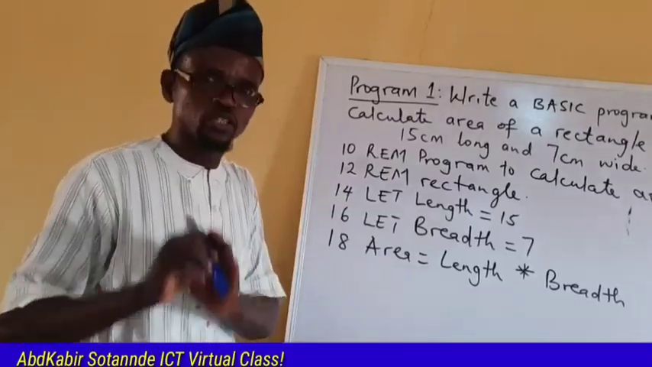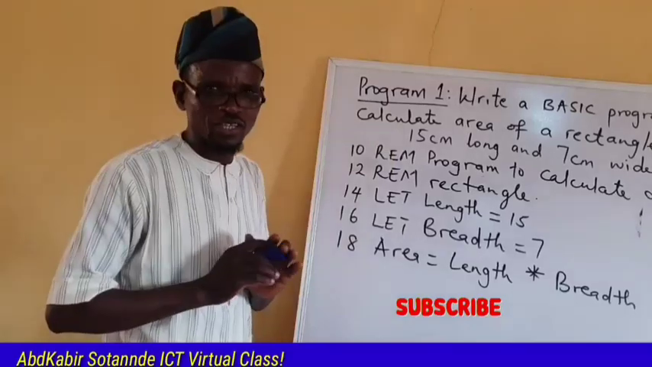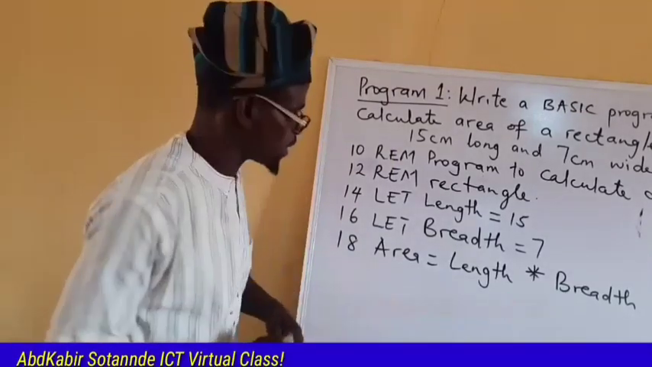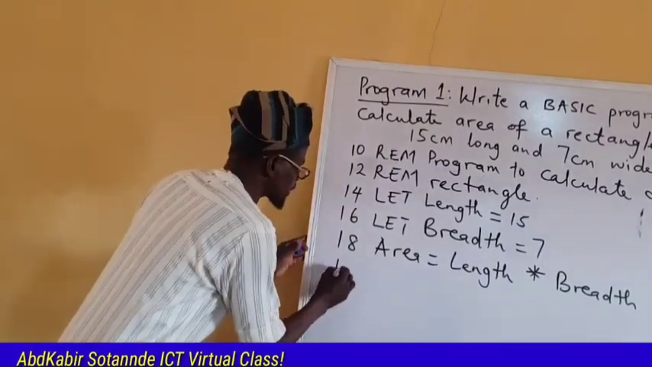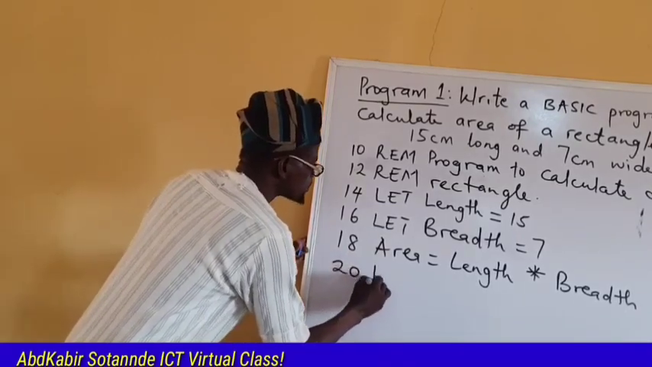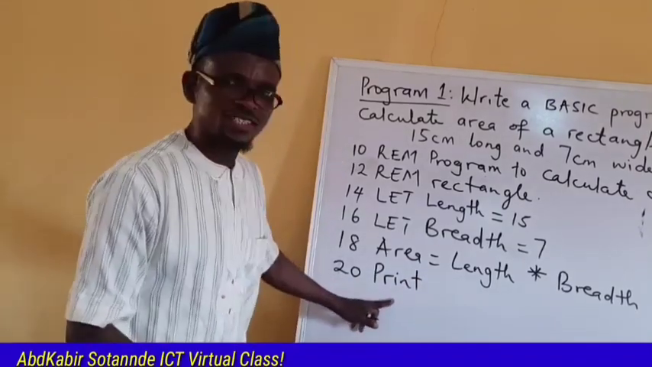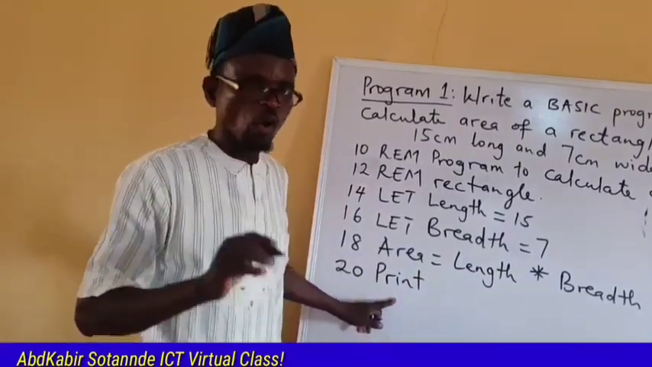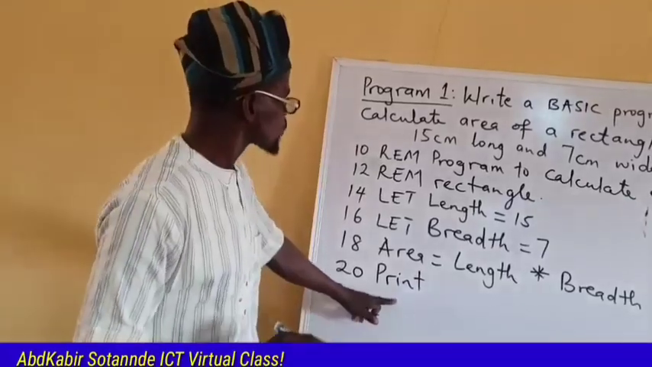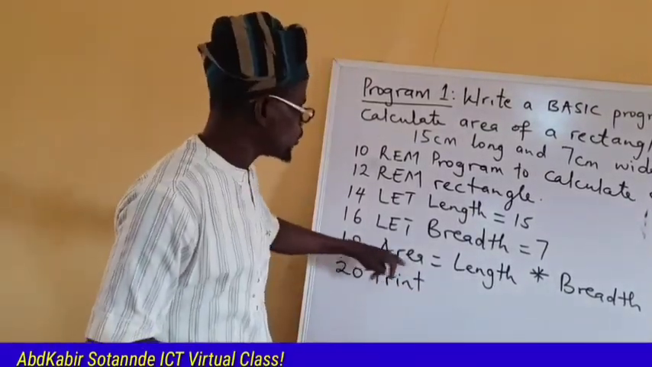Now for us to get our result, we will instruct computer to give us the value of area. What statement do we use to get the value of our result printed on the screen? That is print statement. So let's use our statement number, 20. Print. This print is a reserved word. Computer will understand it. I want to say print area so that it will print the value of area for me.